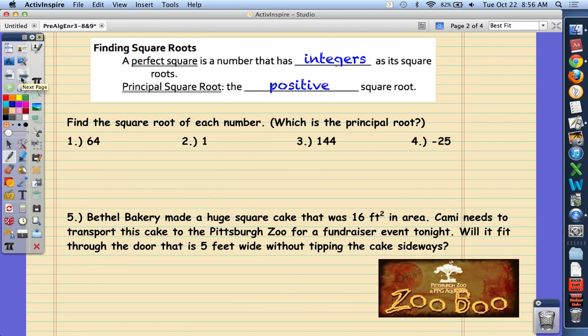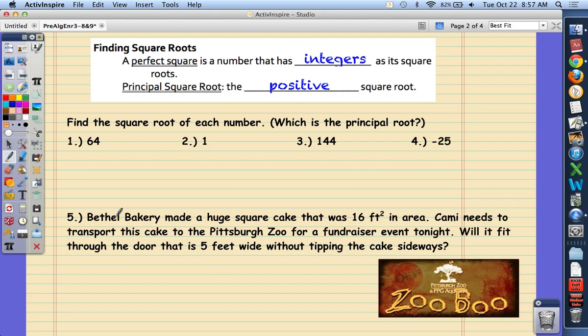So finding the square root, a perfect square is a number that has integers as its square roots. If it has integers as its square roots, then the number is a perfect square. One of the smaller perfect squares that we know is 4. 4, when you square root it, has 2 integers as its square roots, 2 and negative 2. The principal square root then is just the positive root. So find the square root of each number, and then which one is the principal root.